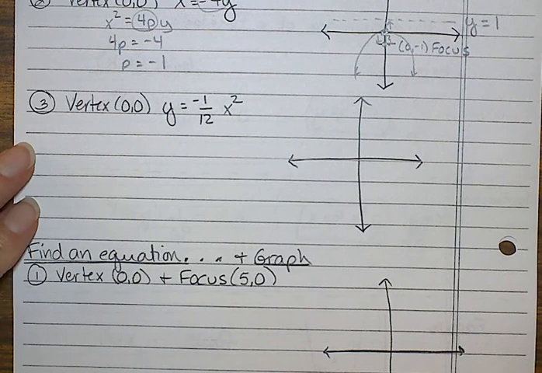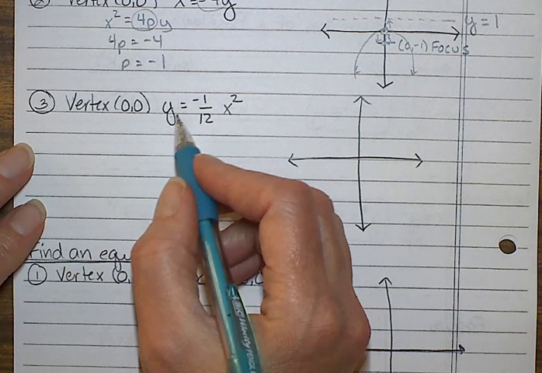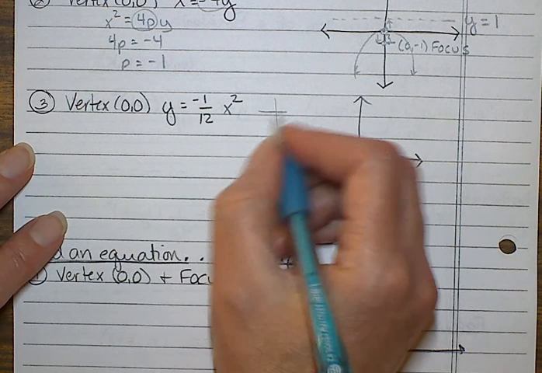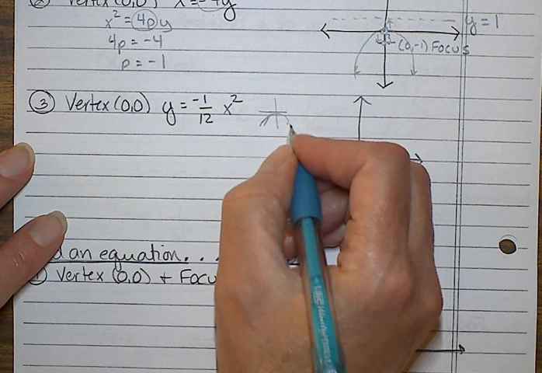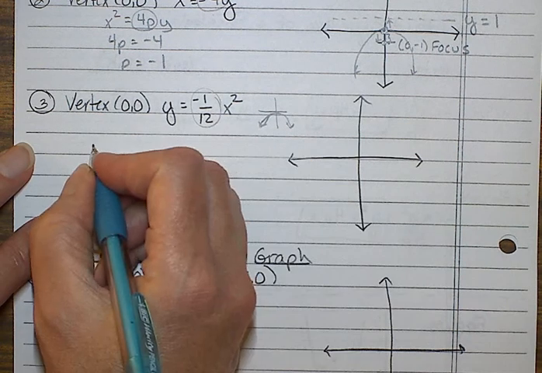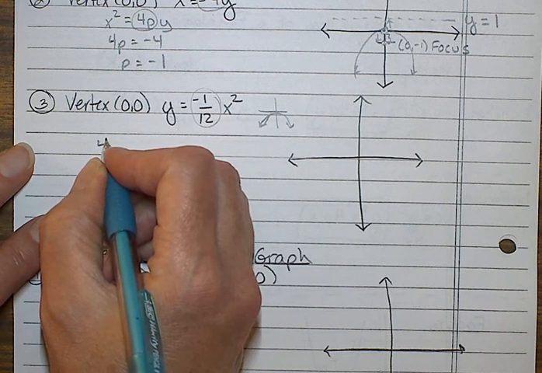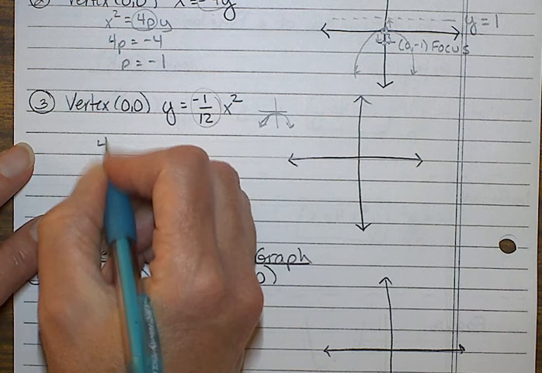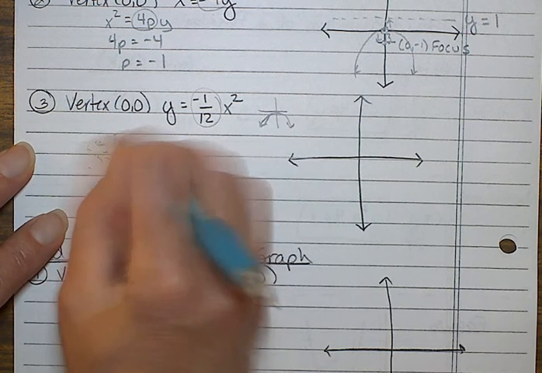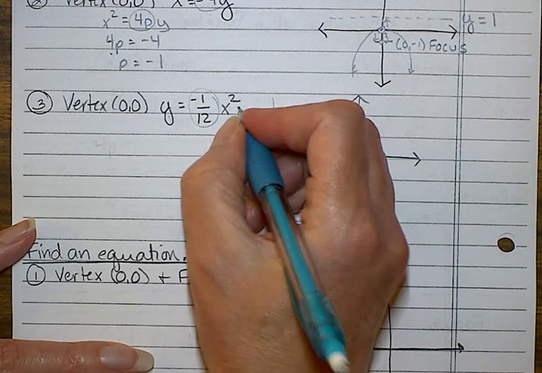Okay, number 3. Vertex 0, 0, y equals negative 1/2 x squared. I know the negative x squared is going to be upside down or reflecting over the x-axis. It's in the format I like it, but it's a fraction, but let's just try to solve it out and see how it goes. It's not in the format I want it in. I need to get x squared by itself. So I need to multiply both sides by negative 12.